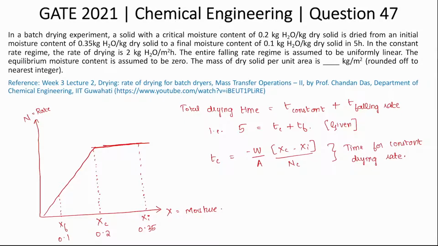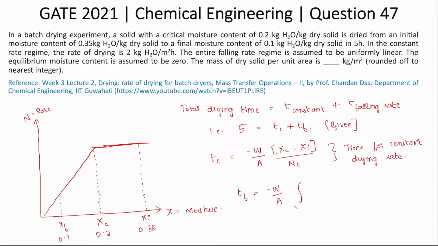Here W is the dry weight of the solid, A is the drying area, Nc is the rate in the constant rate regime, and Xc and Xi are the critical and initial moisture contents respectively on dry basis. Similarly, for the falling rate, the equation for time is Tf equal to minus W by A times the integral of Xc to Xf dx by N. This is the general equation for time in the falling rate regime.